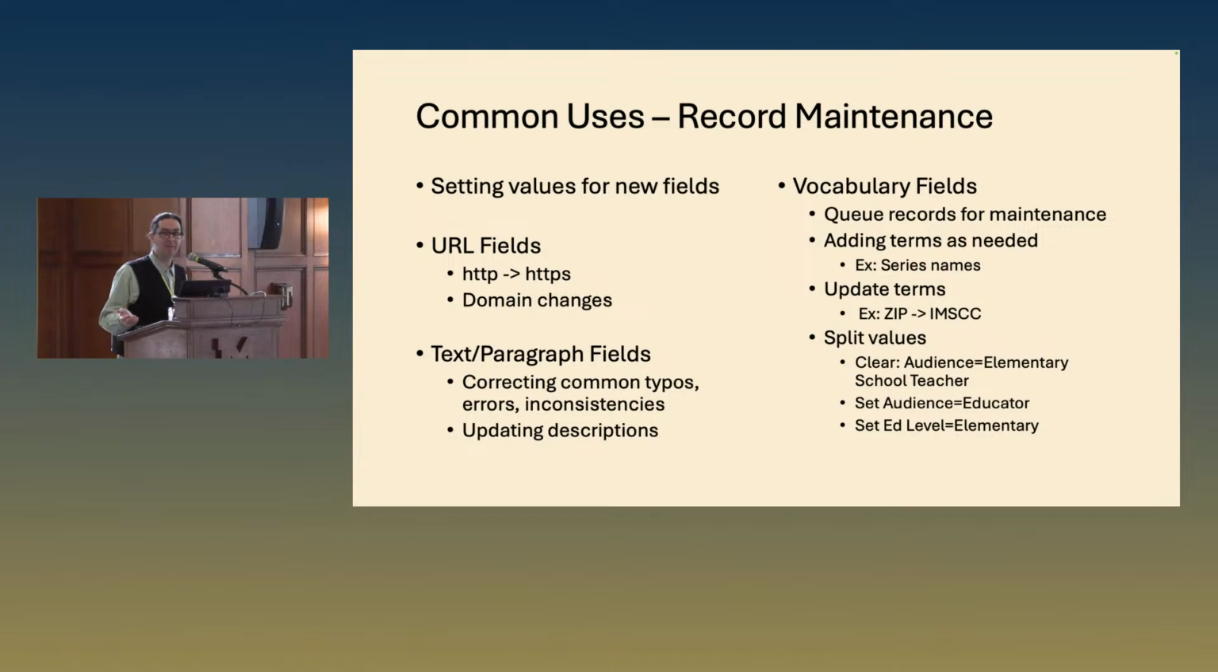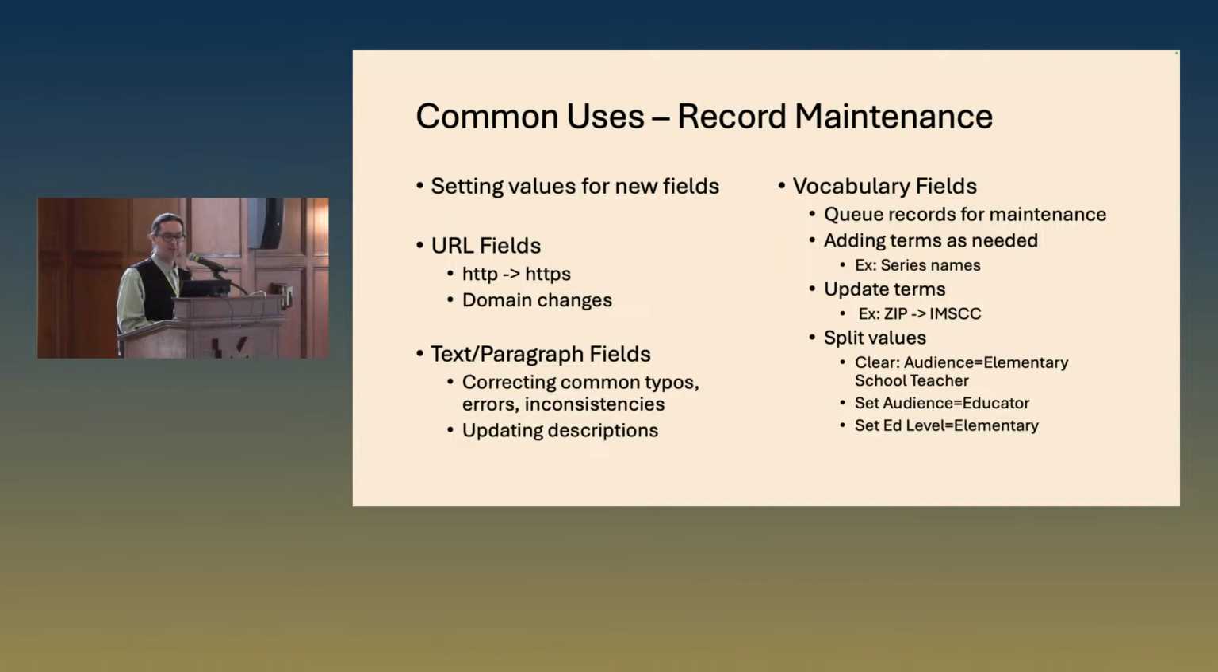We had a format vocabulary that initially just had zip as one value in it. We were starting to get IMS Common Cartridge files. This is basically a fancied-up zip format that LMS platforms will use for exporting courses. We initially didn't have a value for that. We added one and then used batch edit to apply it to the records that needed it.